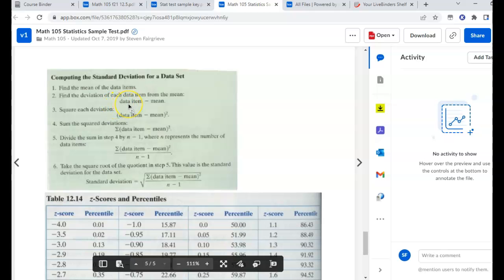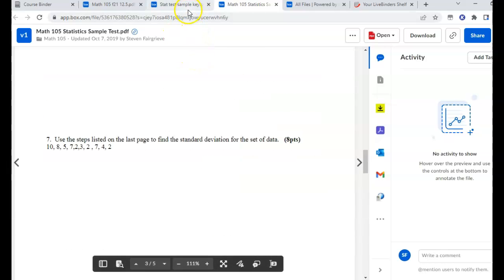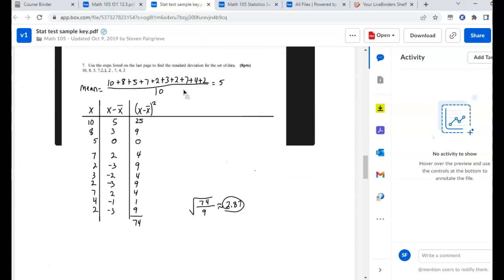We then take each data value minus the mean. We then square those answers. We add them all up. We then divide by n minus 1, so 1 less than the number of values we have, and then we apply a square root. So again, you can see that here on our sample test, the standard deviation.